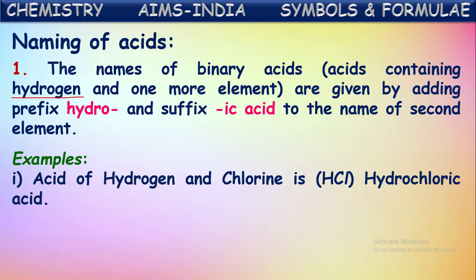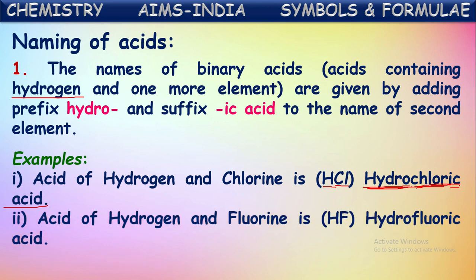Now, as we said, first hydro is written in place of hydrogen. And next, the non-metallic element other than hydrogen, chlorine. At the end of the non-metallic element's name, "ic acid" is attached. Now it became hydrochloric acid. If you say it combined, this is named hydrochloric acid. Okay. Now let us see one more acid in the same way.